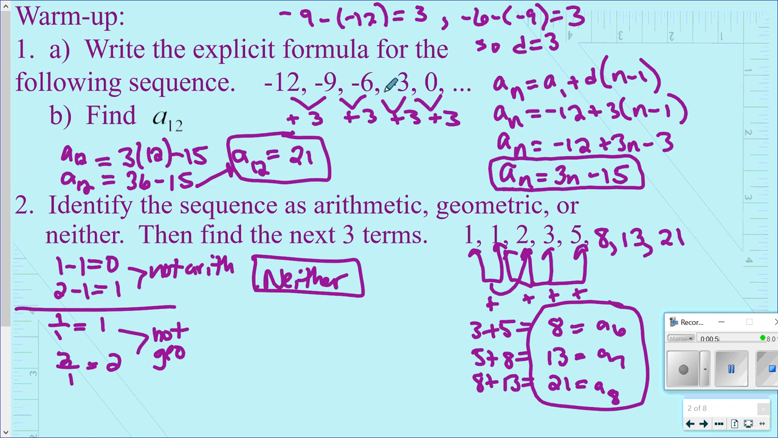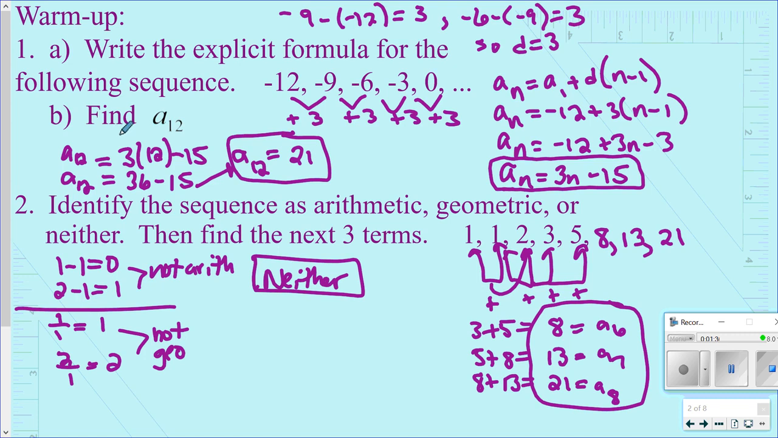So if I know the common difference, then I also know the explicit formula for an arithmetic sequence, which is a sub n equals a sub 1 plus d times the quantity of n minus 1. So substituting in the d value we just figured out of 3, and the first term, a sub 1, is -12. Again, you can either stop there or we generally prefer that you keep going and simplify that. So a sub n is equal to 3n minus 15 after distributing the 3 and combining like terms. That is the arithmetic explicit formula.